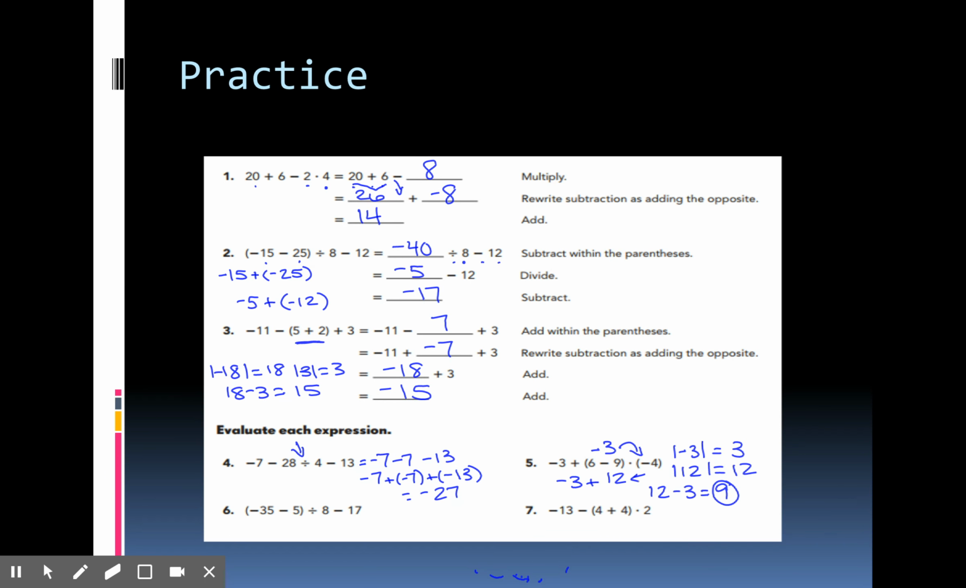So now I'd like you to try number 6 and 7 on your own. Come back and check your answers and work against mine. And if you're confused, write down a question so you can ask me in class.